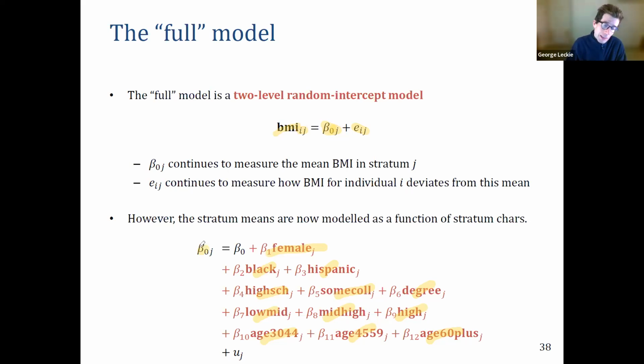Okay, but the true stratum means are going to be partly formed by additive effects and partly formed by complex interactions. Now all the interactions are going to be captured now by these u_j's, the bit left over, because that's a discrepancy between the true mean that we're interested in and that part of the mean predicted by additive effects.